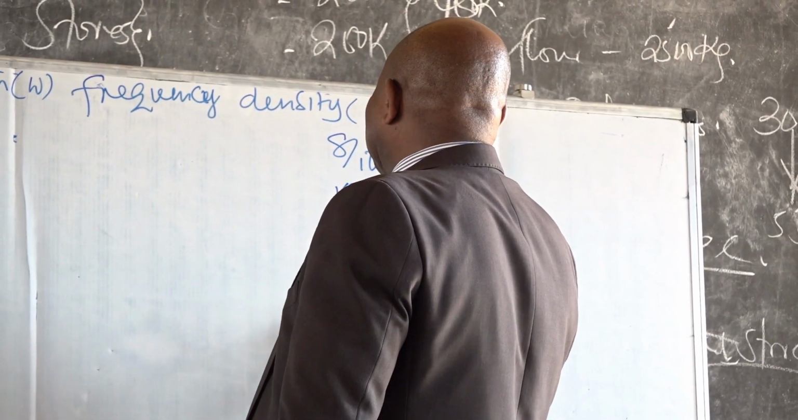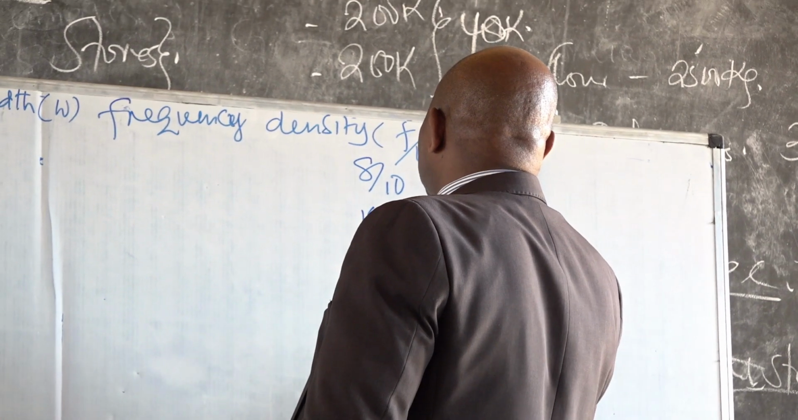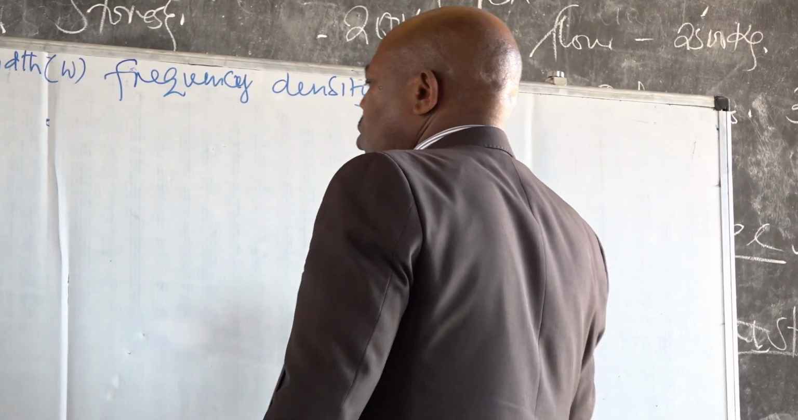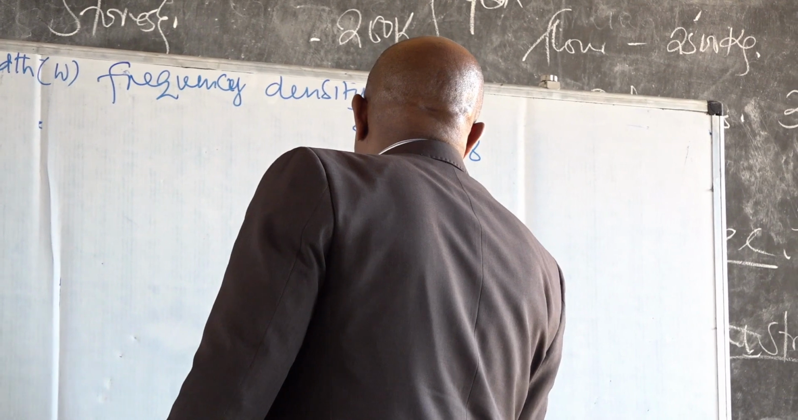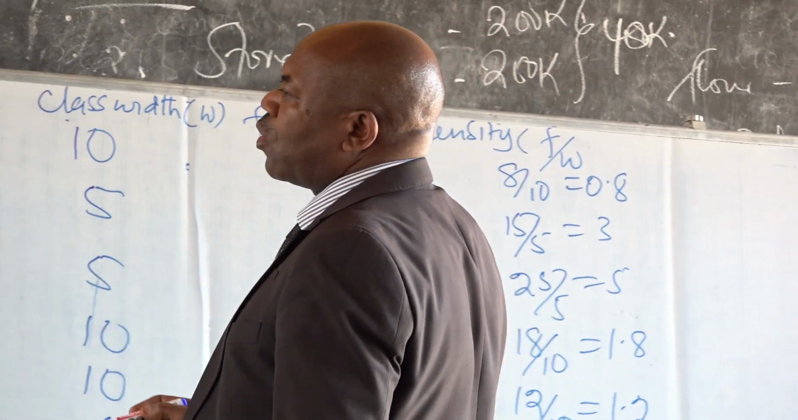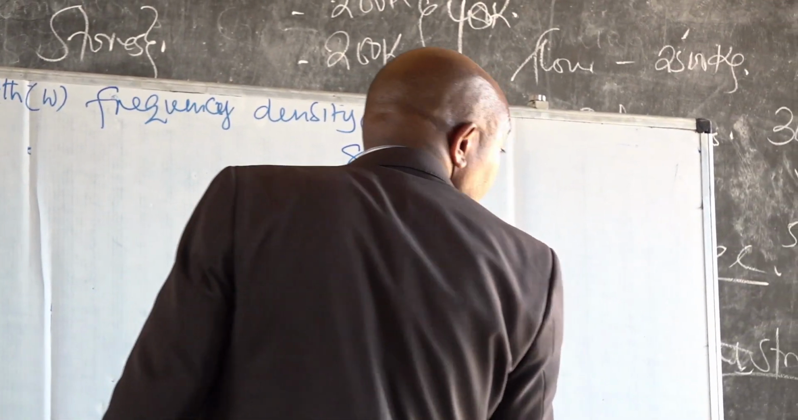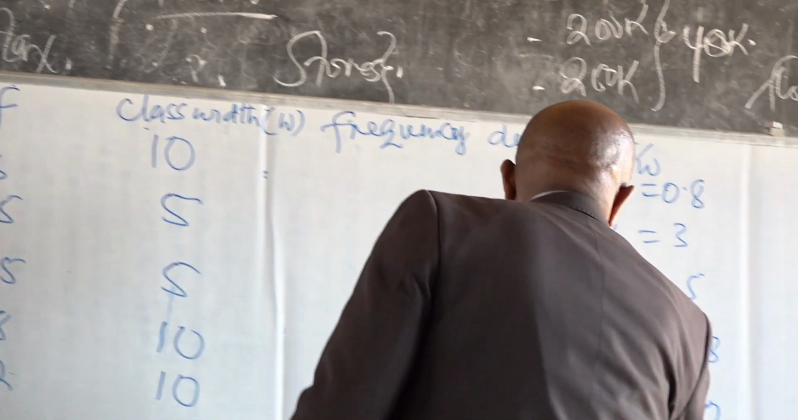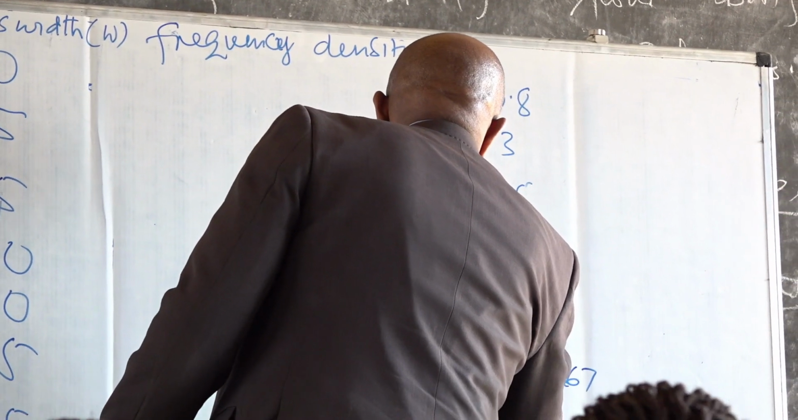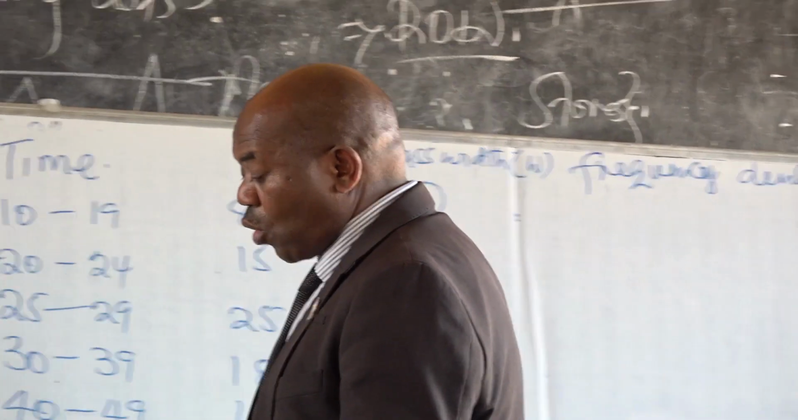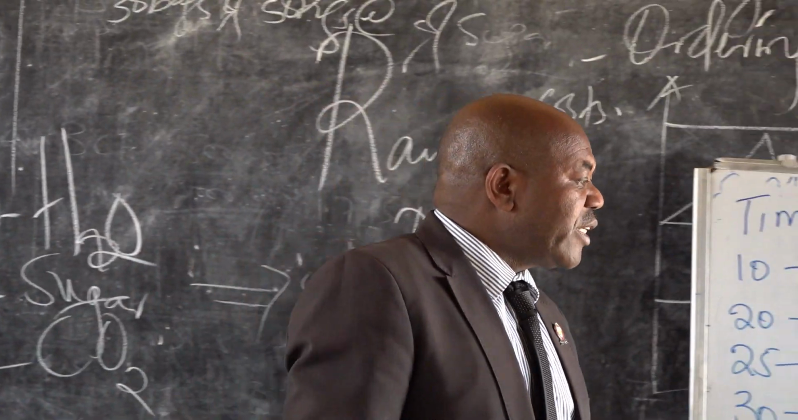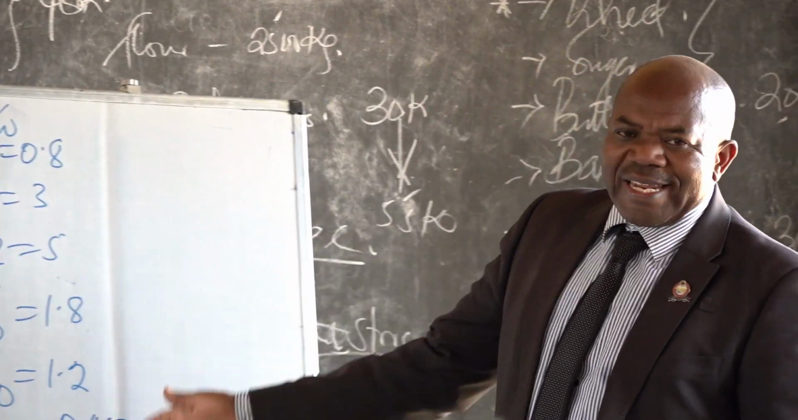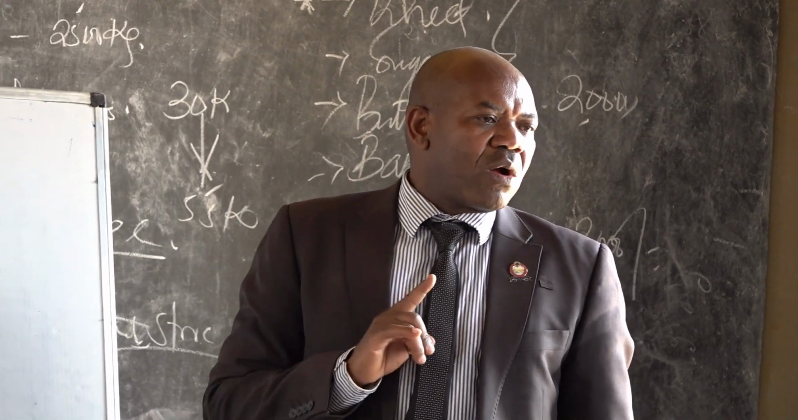Here we shall have 18 divided by 10, which is equal to 1.8. We shall have 12 out of 10, which is equal to 1.2. And then 7 out of 15, which is equal to 0.467. And then 5 over 25, which is the same as 0.2. What we have got here are frequency densities. They are no longer frequencies. And now the frequency densities are going to represent the height of the rectangle in the histogram.